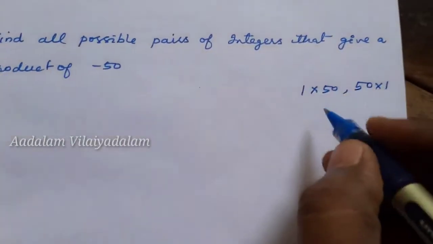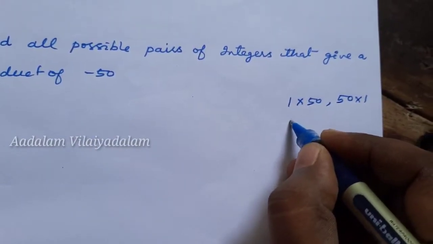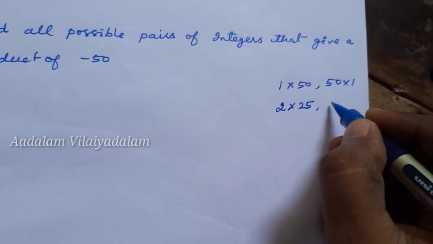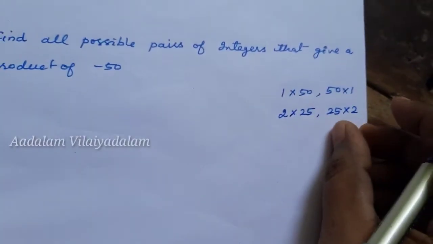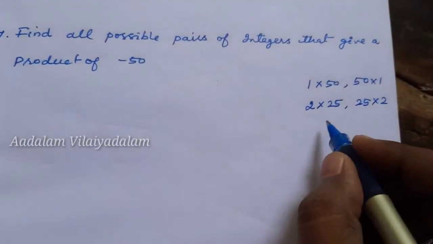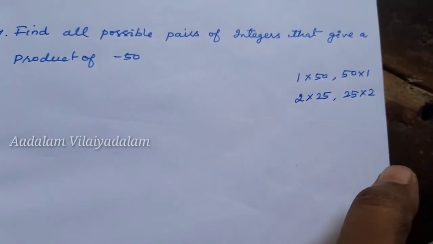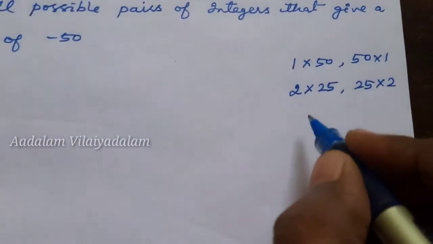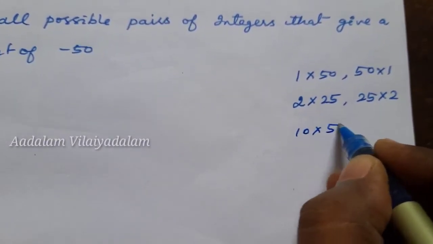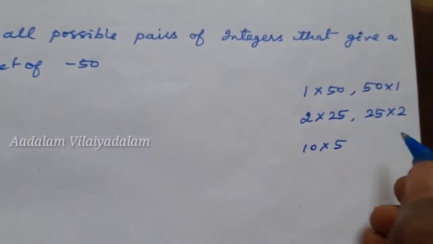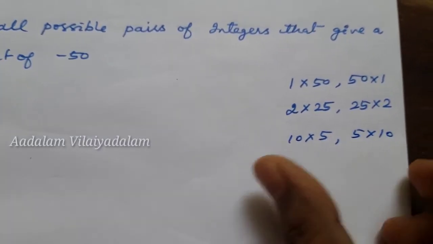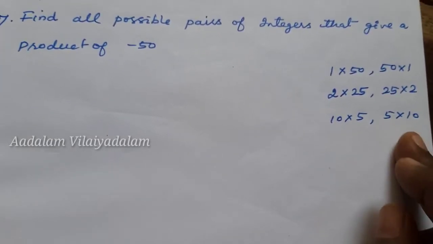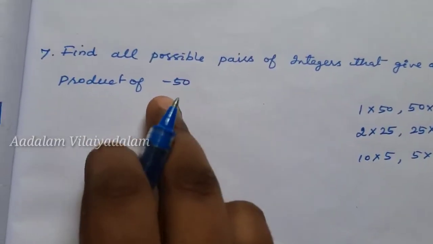Then what is in the 2 table? We can write 2 into 25s are 50. So you can change it in the 25 table also. 25 2s are 50. And what is one more pair we can write? In 3 table we won't get 25. For the 4th table we won't get. What about the 5th table? In the 5th table we can see that 10 5s are 50. Then how can we write this pair? So 5 10s are 50 we can write. Hereafter we get the same values again, if we go for another table.